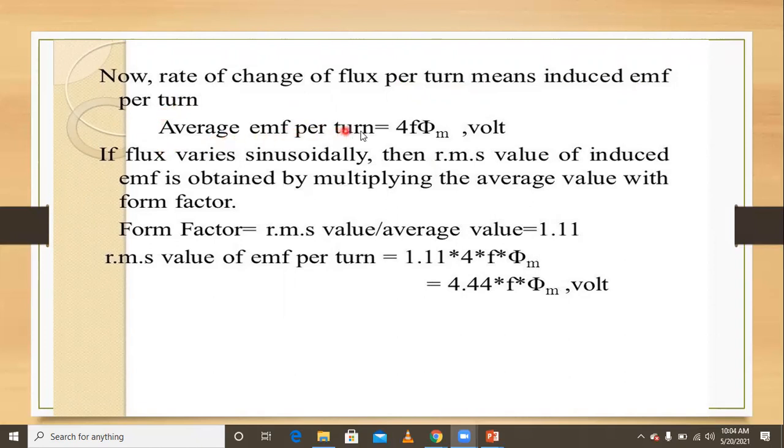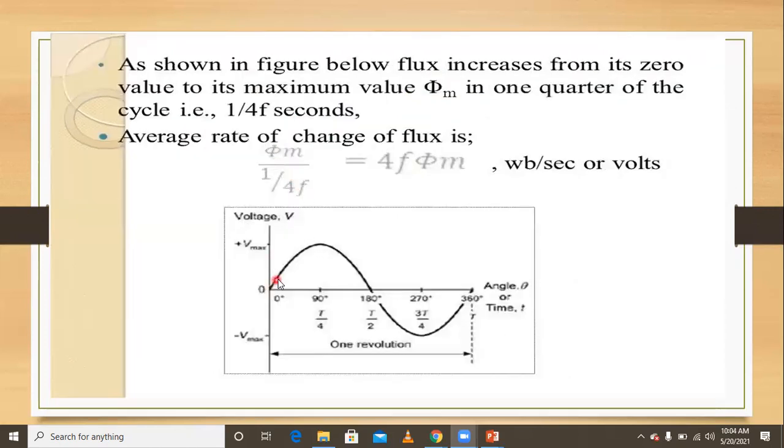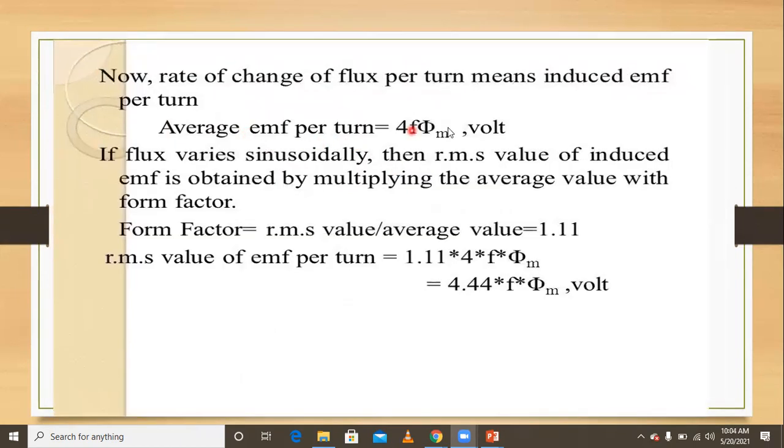Then the average EMF per turn is equal to 4f phi m volts. So d phi by dt is the rate of change of flux, which is equal to the average rate of change of flux, and that is the EMF induced per turn. E is equal to minus N into d phi by dt according to Faraday's law. Then the average EMF per turn is equal to 4f phi m volts.